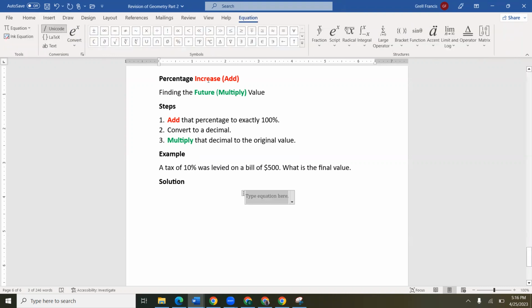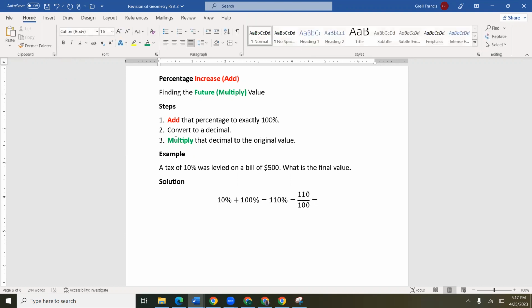Tax means an increase, so we must add. So we're going to add 10% plus 100%. And that will give us 110%. So now we're ready to do step number 2, which is convert to a decimal. You're going to convert 110% to a decimal by writing 110 as a fraction. We know the denominator is 100. We are going to divide by 100 and that gives us 1.1. So that's step number 1 and step number 2.